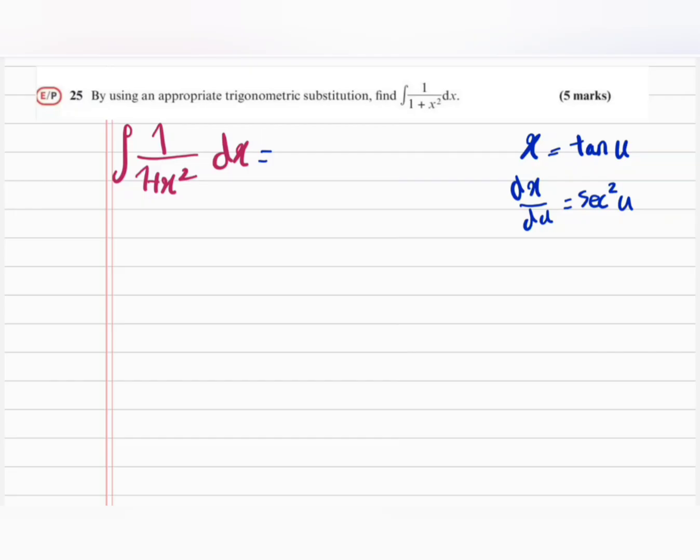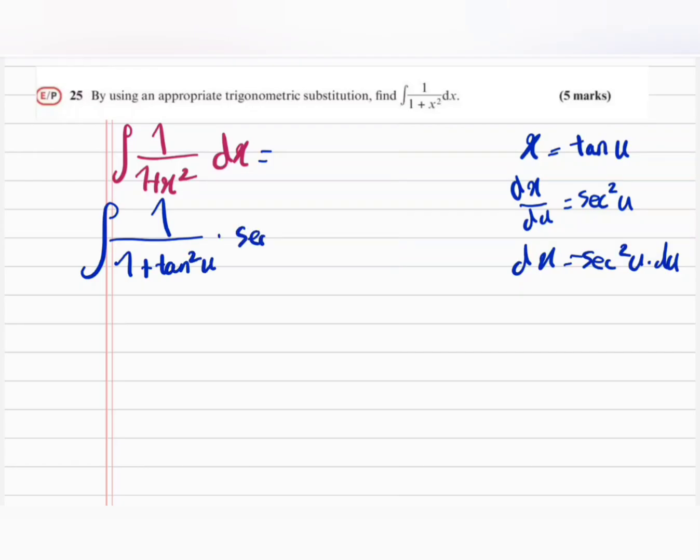Or actually, you can just do the differentiation manually by the quotient rule, because tan u is equal to sin u over cos u, so you can just use the quotient rule. Anyway, so that differentiates to sec squared u, and that means dx is equal to sec squared u du. Now let's substitute this into the integral. So we'll have 1 over 1 plus x squared, which is tan squared u, times dx, and dx is sec squared u du.